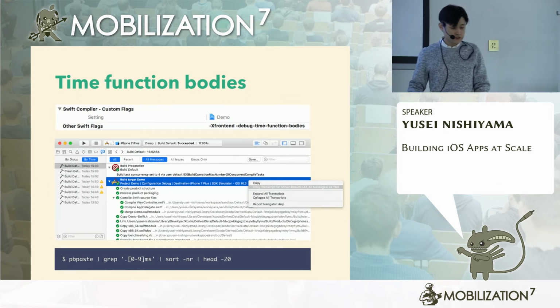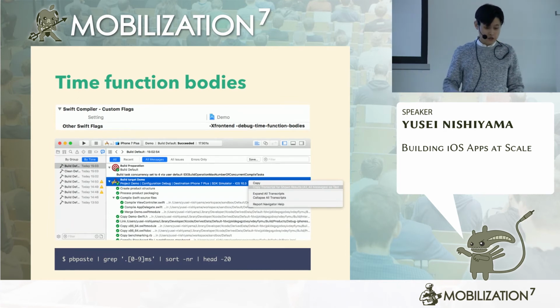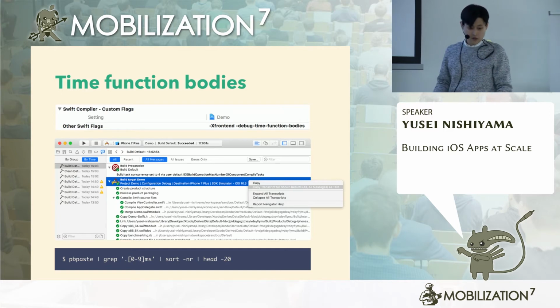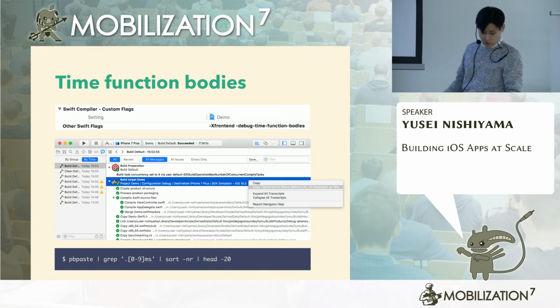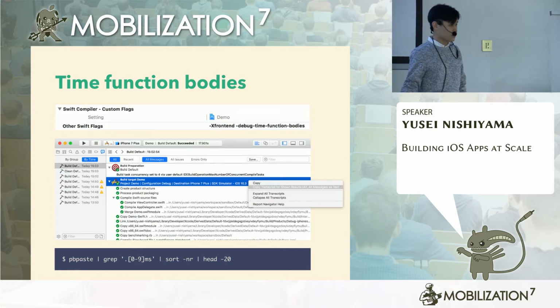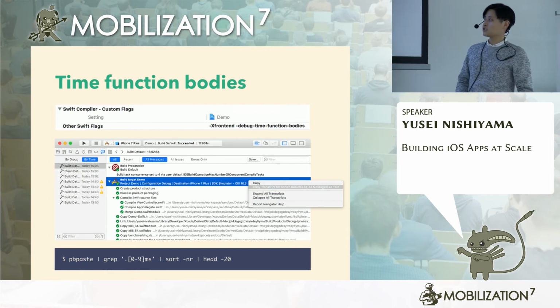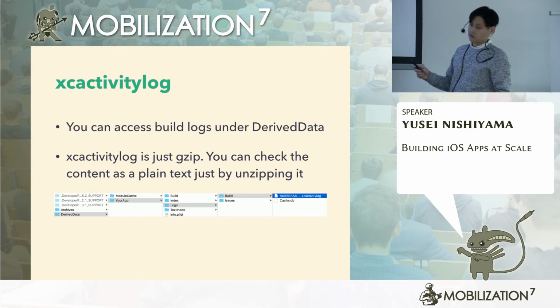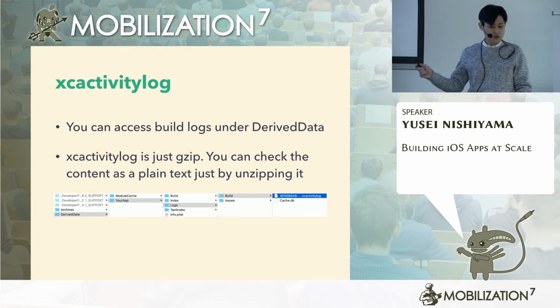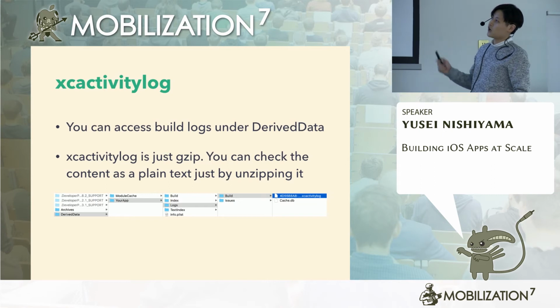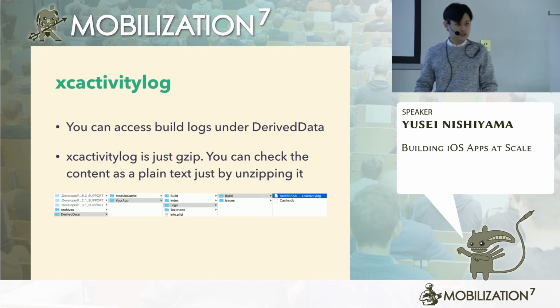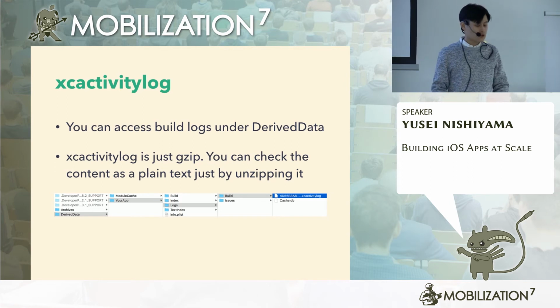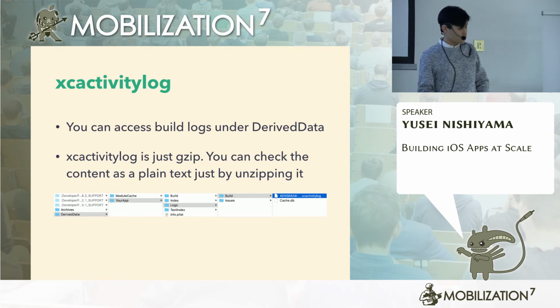You are also able to let the compiler print out how long each function takes to compile with the debug time function bodies flag. So you can play with those data just by copy and paste in your terminal, but copy and paste is not tooling friendly. But don't worry, those build logs are available under derived data. The extension of the log file is xcactivitylog, but it actually is just a gzip file. So you can unzip it and read it as plain text.